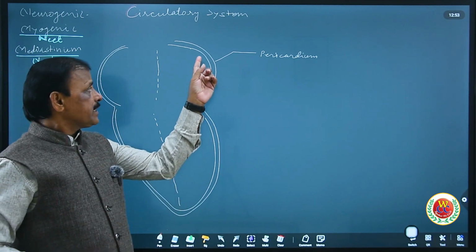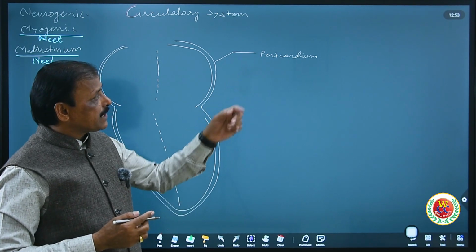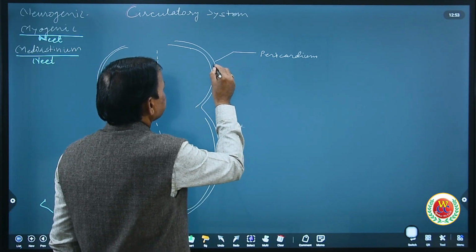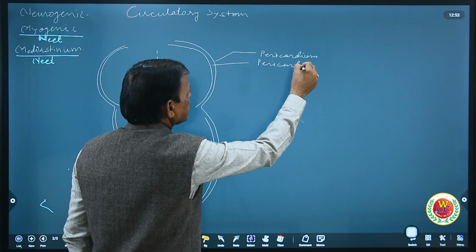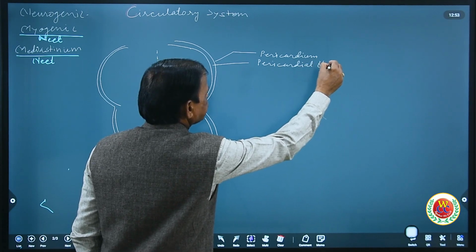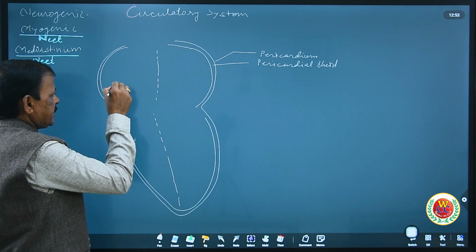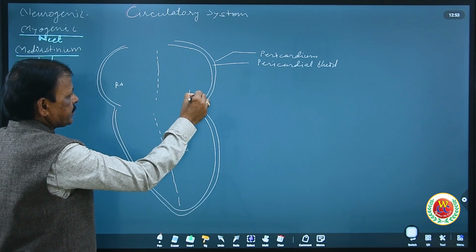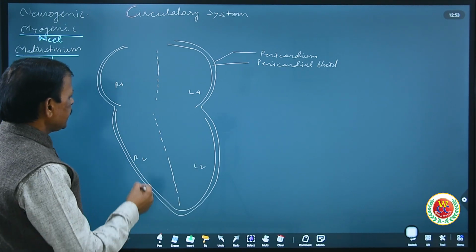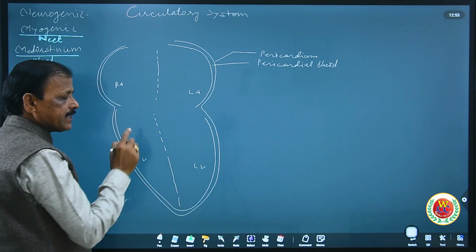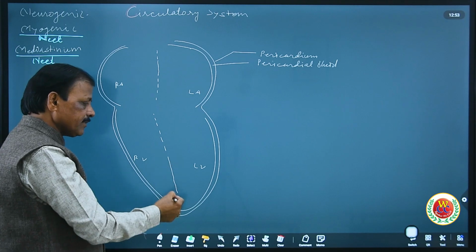Once again, the heart is covered by a special serous epithelium called pericardium, and the gap between these two is filled by pericardial fluid. This is the right auricle, left auricle, right ventricle, left ventricle. The right auricle and left auricle are separated by the septum called interauricular septum, and the right ventricle and left ventricle are separated by the septum called interventricular septum.